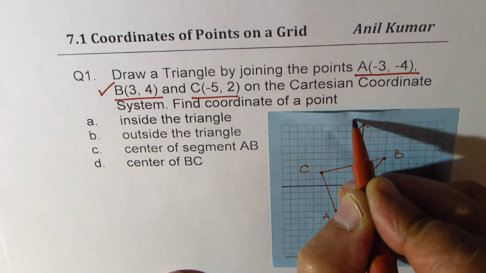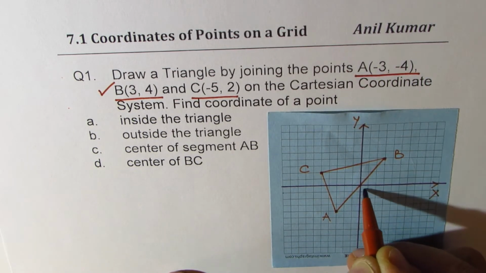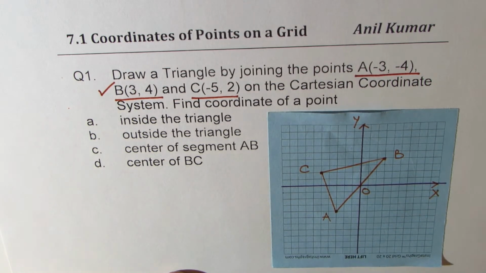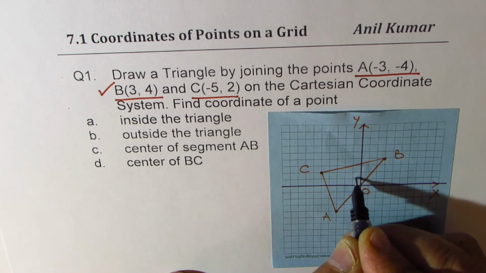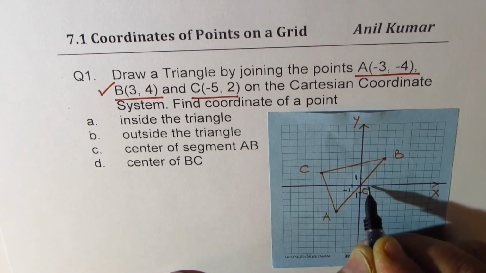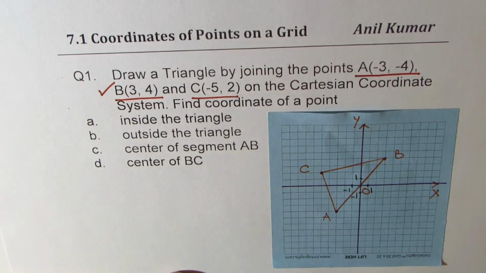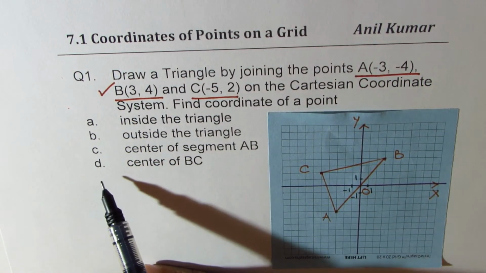And in this Cartesian plane, let's write y-axis and x-axis and origin O. Perfect. Now, it's good practice to write the scale. So we'll write 1, -1, 1, -1 and 1 on all the 4 sides. Now, let us answer these 4 questions one by one.